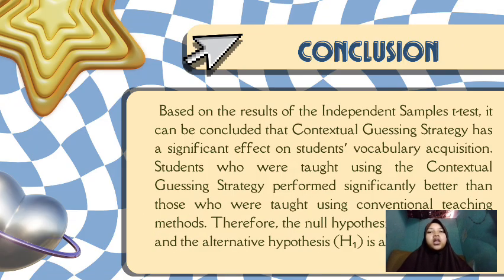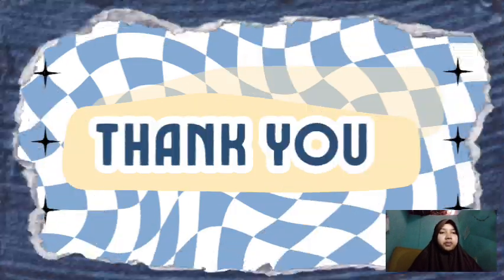So the conclusion is the results indicate that the contextual guessing strategy has a significant effect on students' vocabulary acquisition. Therefore, the null hypothesis is rejected and the alternative hypothesis is accepted. So that's all from me.